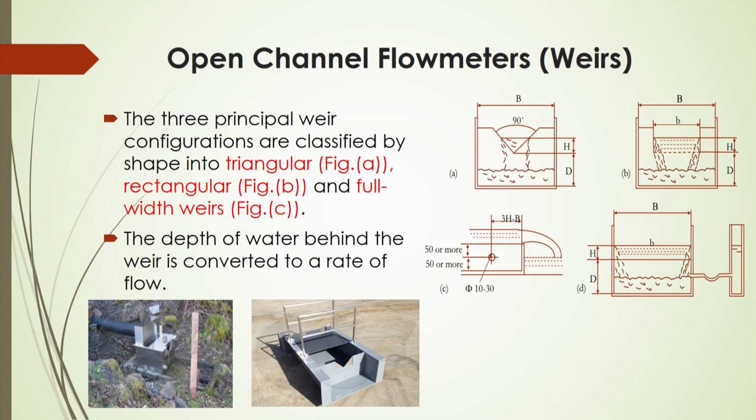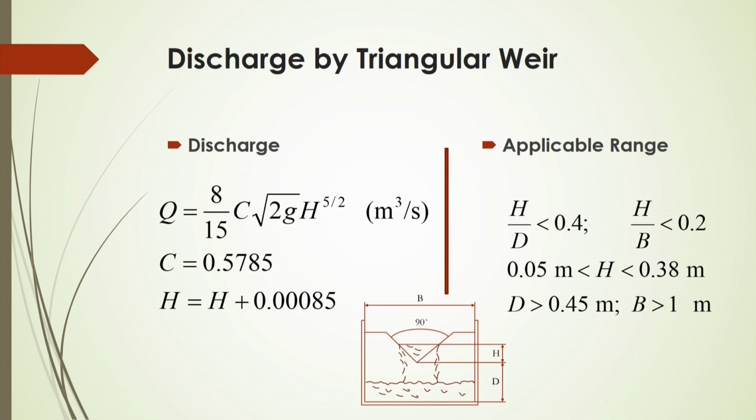Those are actually triangular, rectangular, and also full width weirs, as shown in figure A, B, C respectively, and the depth of the water behind the weir is converted to a rate of the flow. So, you have to know the depth of the flow, and if you know the depth of the flow, then you will be able to calculate what will be the pressure difference, and based on which also you will be able to calculate what will be the flow rate.